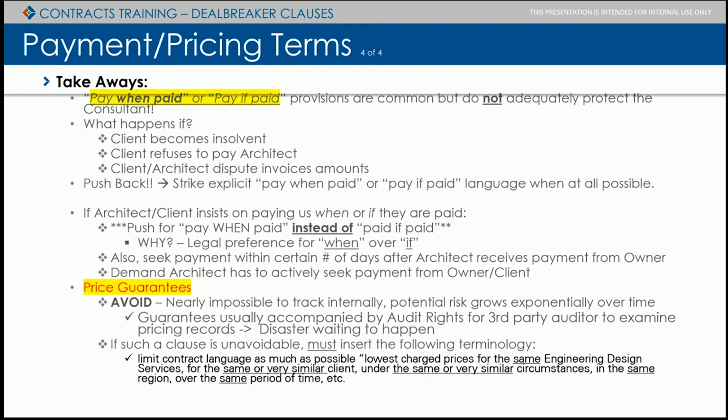Price guarantees, it's obvious. We have to avoid those. We can't track them. It causes problems from an audit perspective. And I've given you some language there at the bottom that if we have to have it in there and you just can't negotiate it out, then you want to limit it as much as possible. And I've given you some language at the bottom of that slide to help out with that. Give you an example.